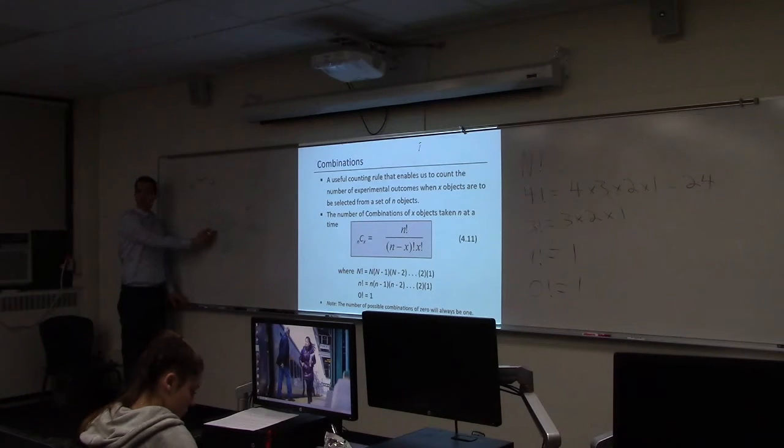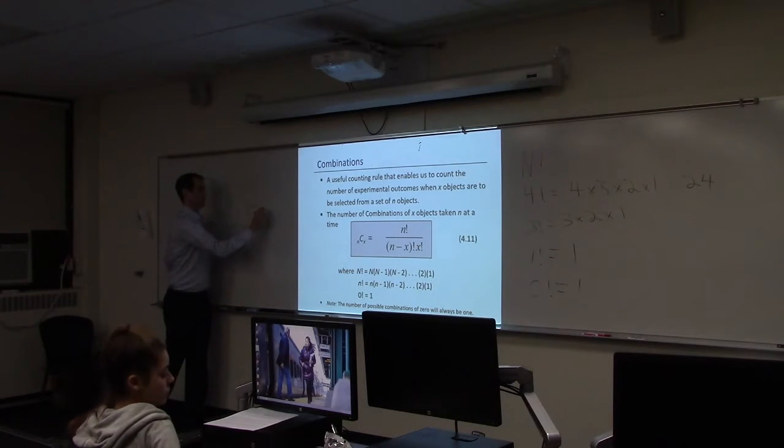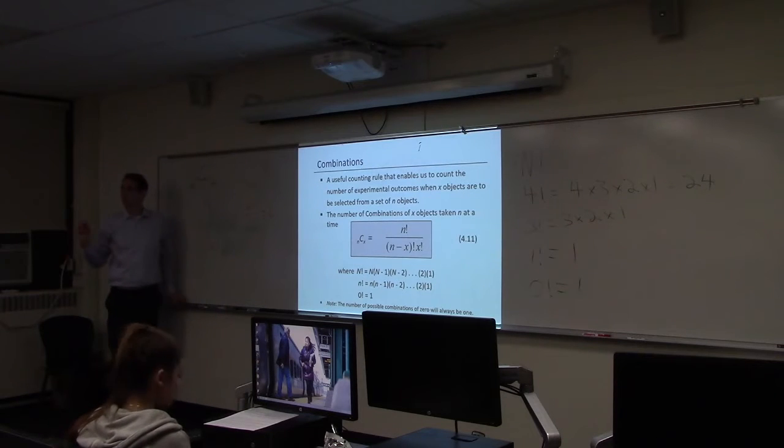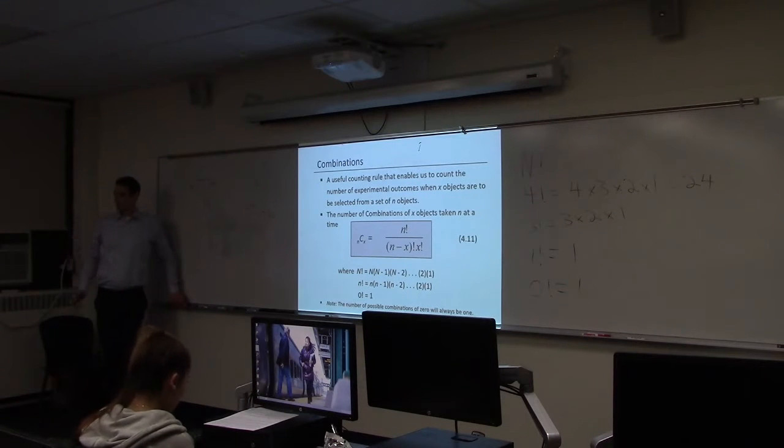So 4 minus 2 is 2 factorial. And we've got 2 factorial. We know that 2 factorial is 2 times 1. Alright, so this is 2 times 2. That equals 4. 24 divided by 4 is 6. That jives with our answer, right?